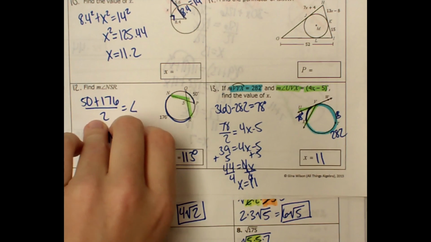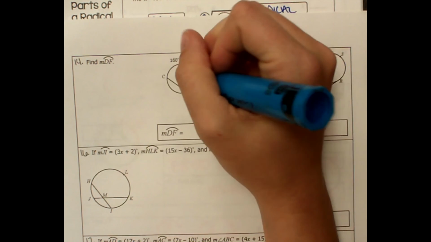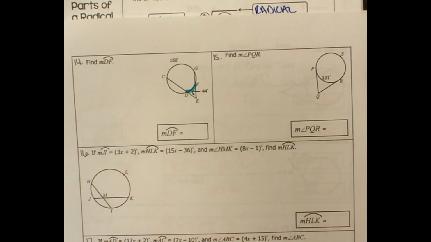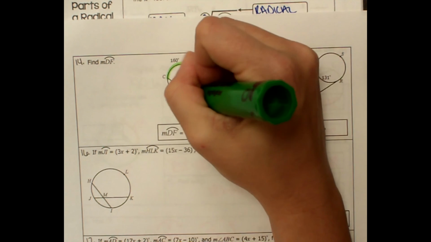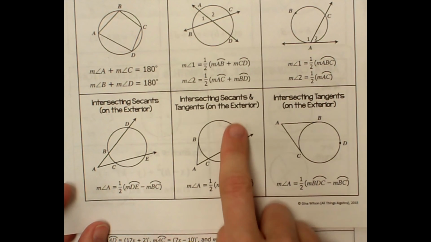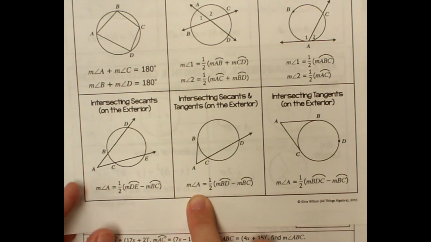We'll do a couple more. I'm going to do 14 and 15. Looking at 14, it says find the measure of arc DF. It wants to know what's the measure of this arc. So they gave you this arc and the angle. So now I have two secants intersecting on the outside. When I have two secants intersecting on the exterior, here's my formula. Big arc minus the little arc divided by 2 is equal to the angle.